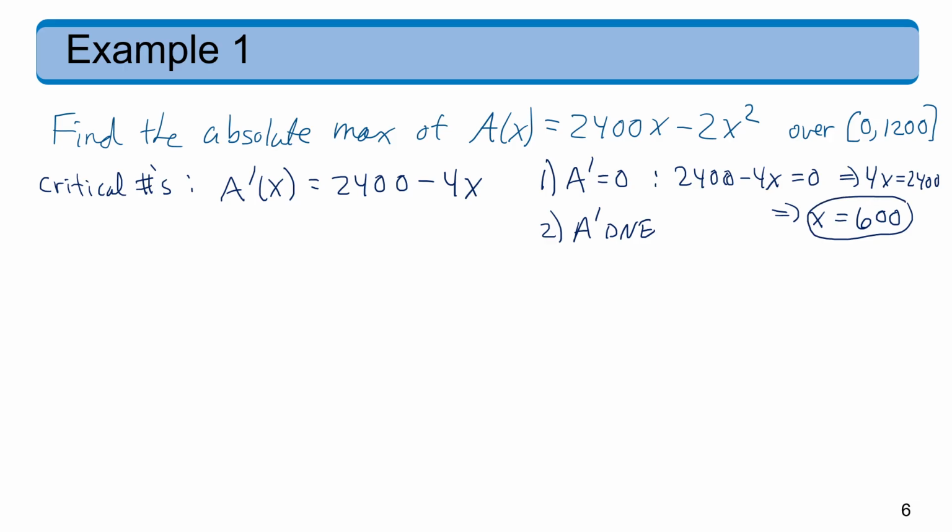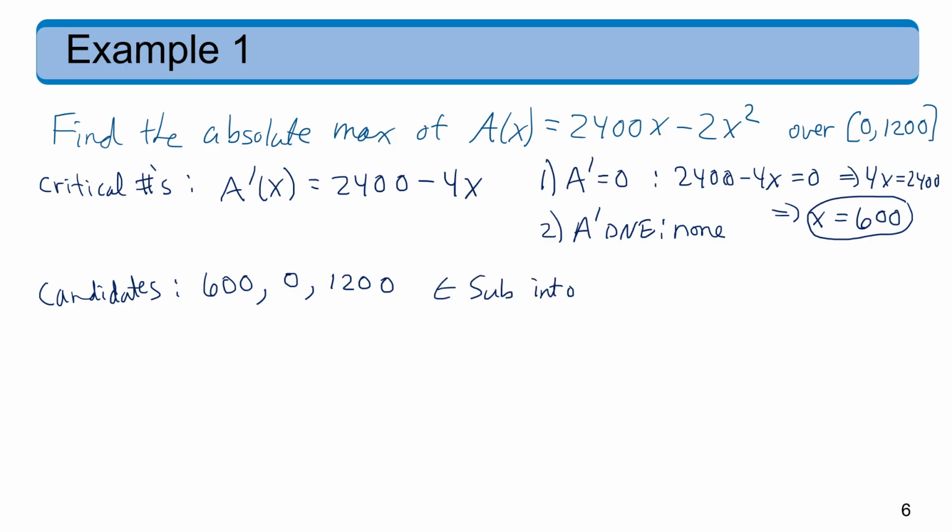Now we'll look at values that make A prime undefined, but A prime is a polynomial, so it's defined for all x, so we don't get anything there. Now our candidates for the absolute max and min, we only need the max, but these are the candidates for both. We make a list that includes our critical numbers and the two endpoints. We only had the one critical number of 600, but then we have the two endpoints, 0 and 1200. Then you take all of your candidates and plug them back into the original function.